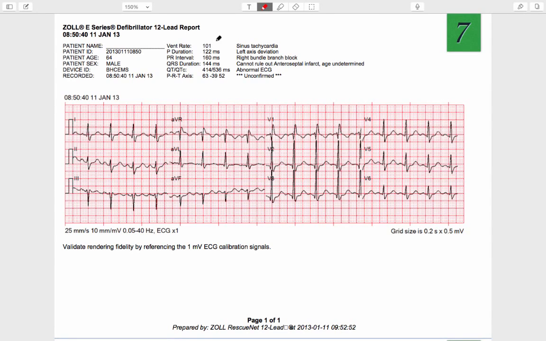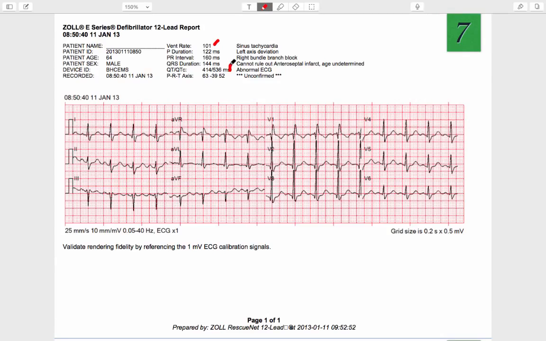Number 7, the rate just over 100. Is there a P for every QRS? Certainly looks like it. At first glance, I was concerned that there might be extra P's, but no, that's just the T wave. But that T wave is pretty close to the next P. And when you look up here at QTC, that confirms it.